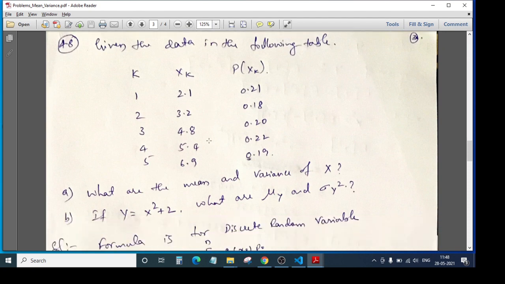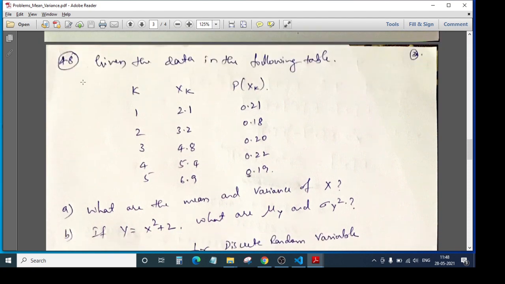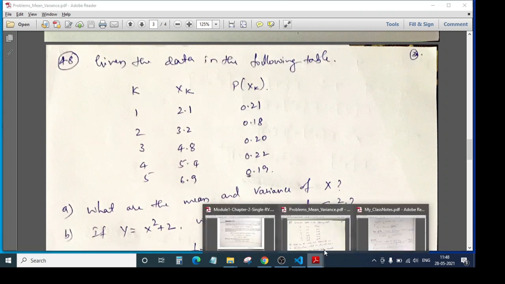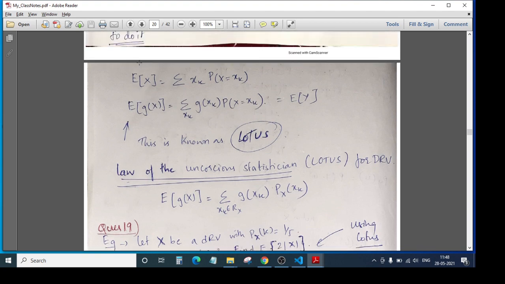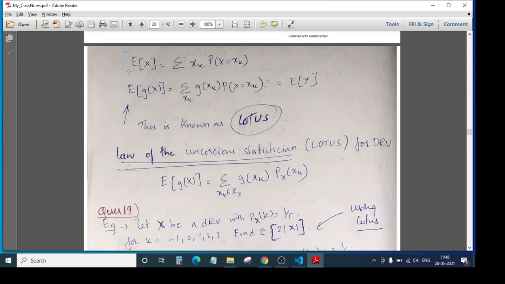Finally, the last problem. In order to do this problem, we need to understand a method called the LOTUS method. So this is how your LOTUS method would look. Say for example, I have E of x, that is the expectation of x. And how is the expectation of x given? It is nothing but the variable x itself and its probability. Then what we'll be doing now? Instead of this x, it is being replaced by another function, which is g of x.